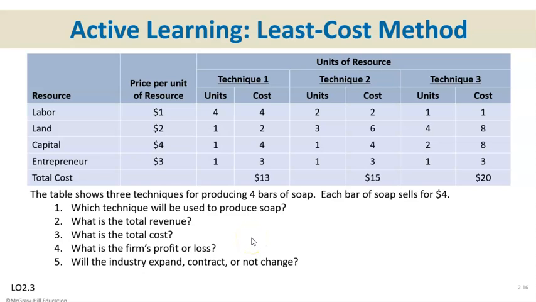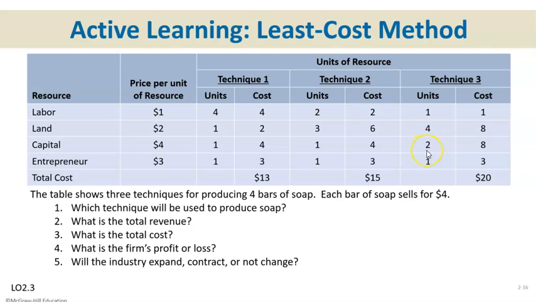I filled in the cost table for you so you can compare your work to mine, and I'll just go over one of these. So let's do technique 3 together. With technique 3, we are going to multiply the units times the price of that resource. So the company is using 1 worker at $1, so they're only spending $1 on workers. They're using 4 pieces of land at $2 per unit, so $8 on land.